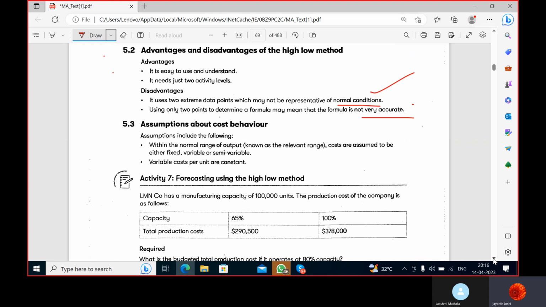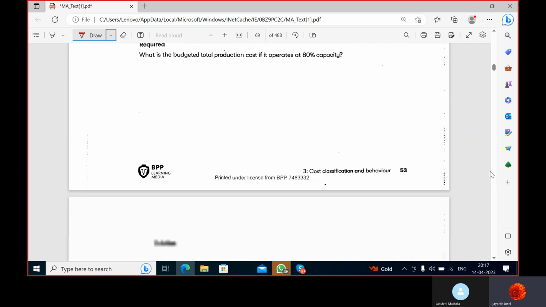It's not that accurate. Now, assumptions about cost behavior. Assumptions include the following. Within the normal range of output, costs are assumed to be either fixed, variable or semi-variable. Variable costs per unit are always constant. Variable cost per unit is always constant, but total variable cost is varying. How? See, if my variable cost per unit is $5, I'll tell you the nature.